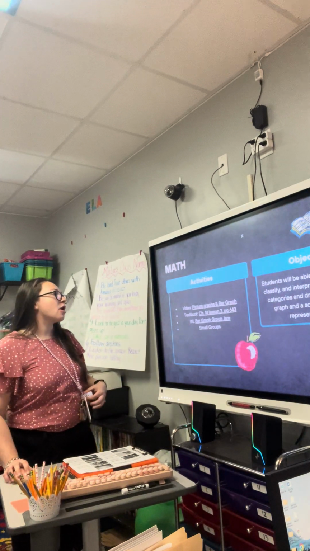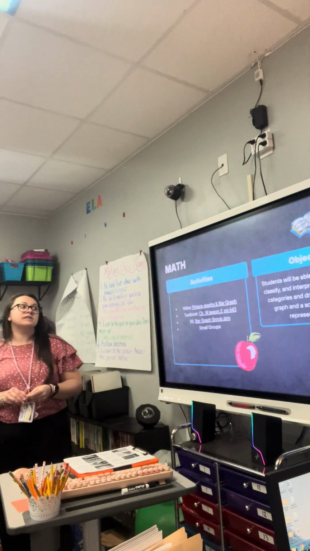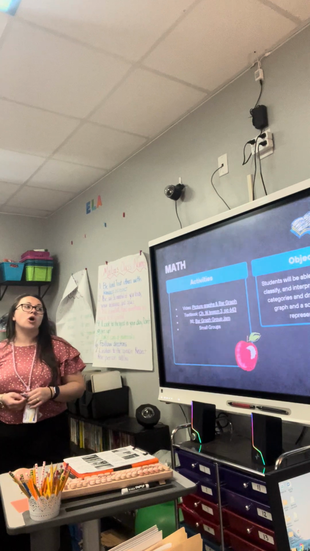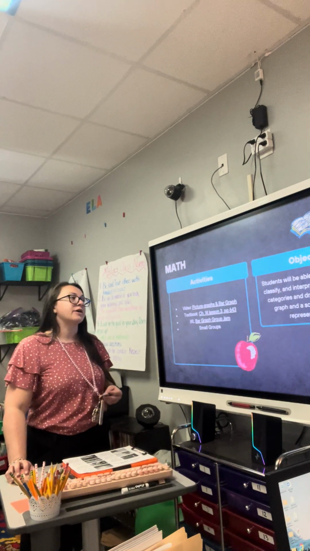Alright, here we go. We're going to be nice. Our objective today, we're going to collect, organize, classify, and interpret data with multiple categories and draw a scaled picture graph and a scaled bar graph to represent the data. Okay?